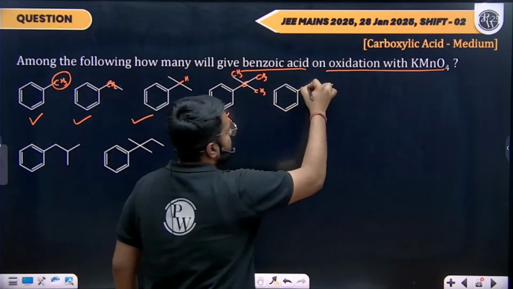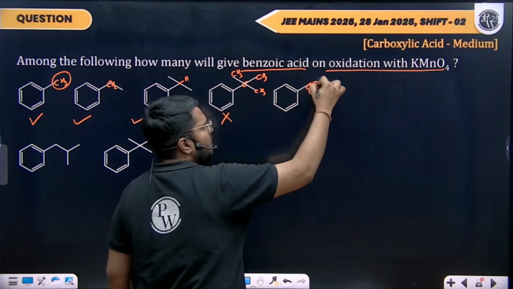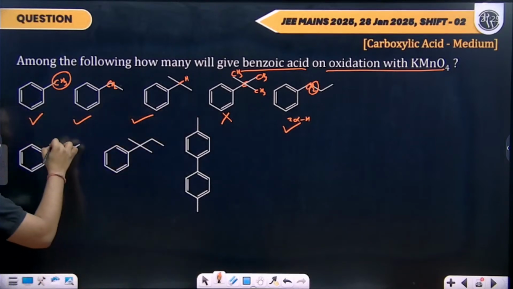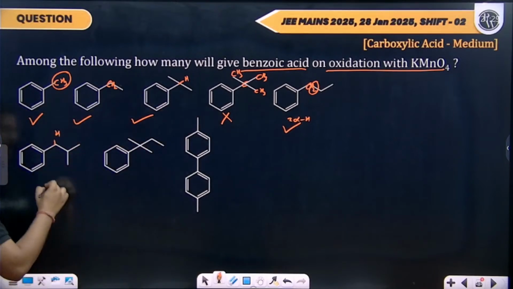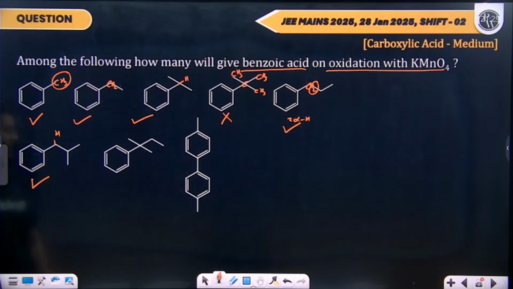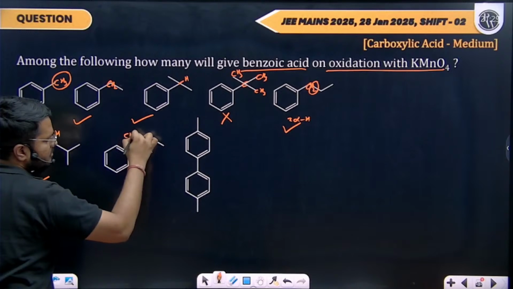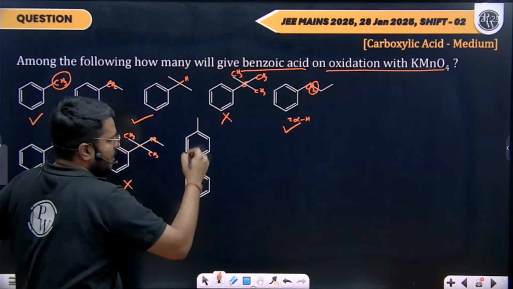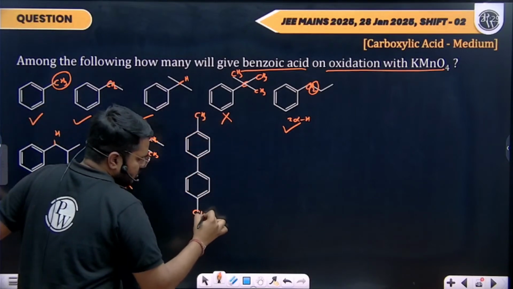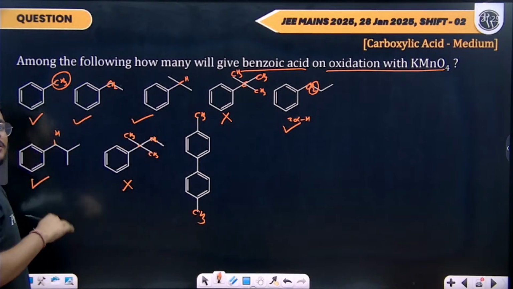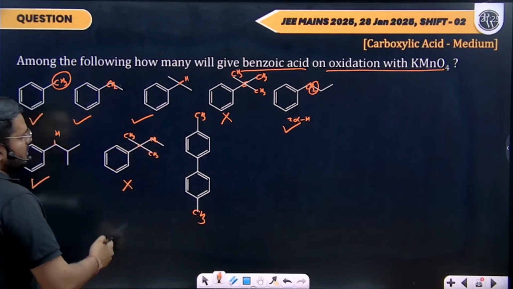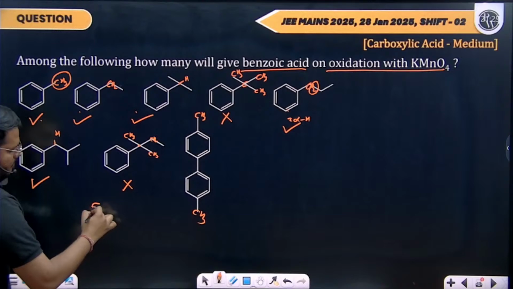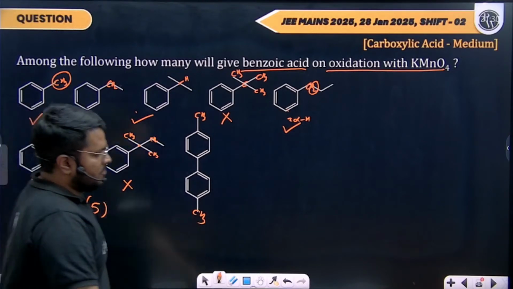In the next case, 2 alpha H are present, so it can produce benzoic acid. In that case, 1 alpha H is present, so it can again produce benzoic acid. In that case, there is no alpha H, so it cannot produce benzoic acid. In the last case, there are 3 alpha hydrogens, but it produces some other compound rather than benzoic acid. So the answer will be 5. Next question.